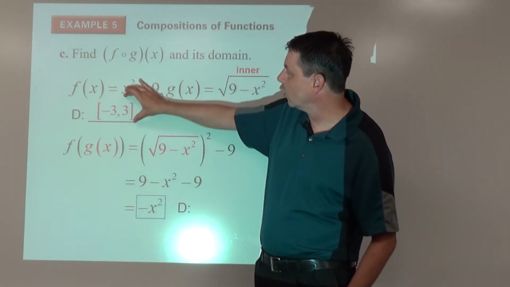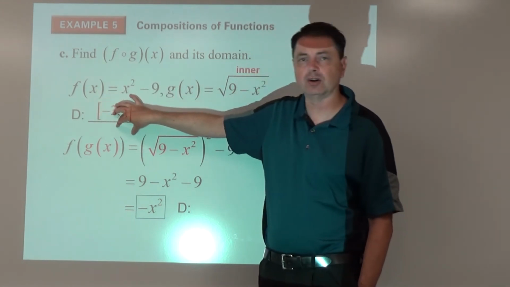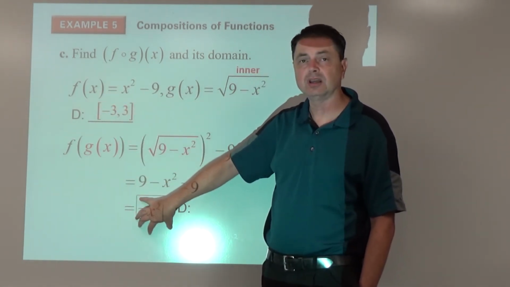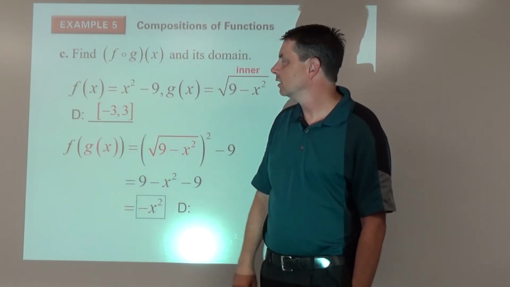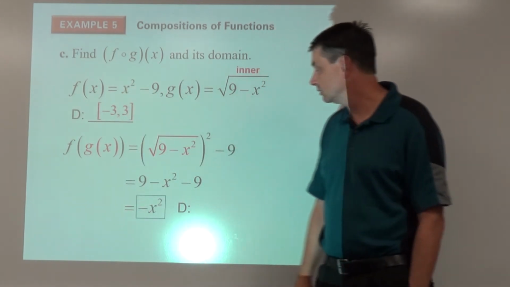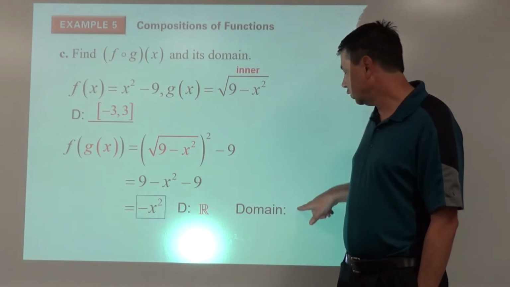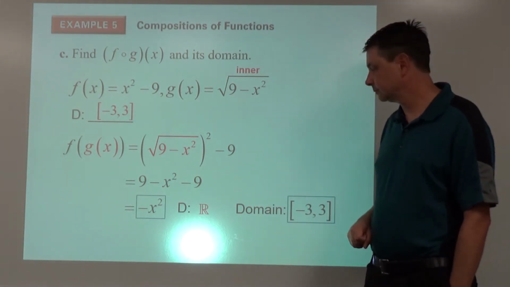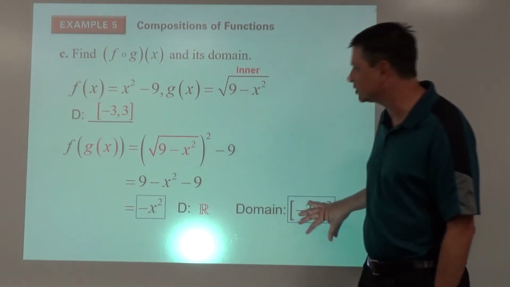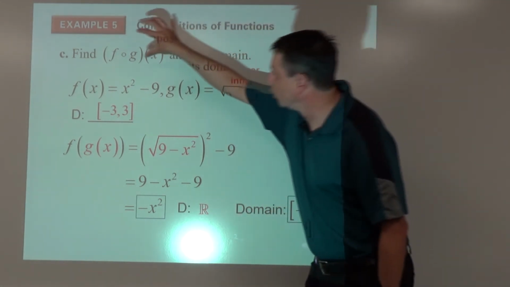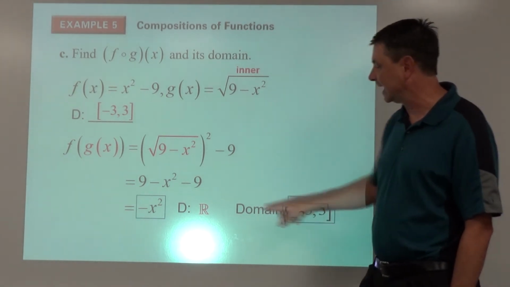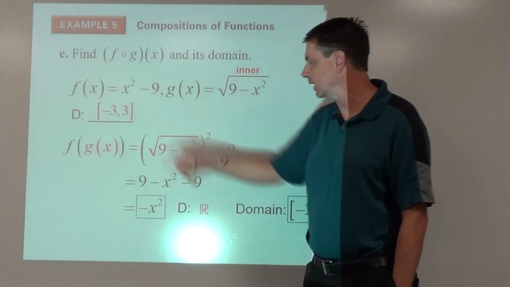But we do have to overlap that with this domain over here and say, all right, so the overlap between all real numbers and from -3 to 3 ultimately is from -3 to 3. So this is for there, but the answer to the domain for f, the composition, is right here. It's the overlap between this and this.